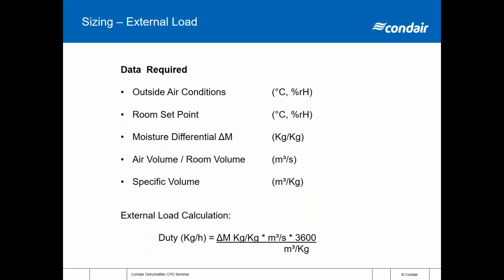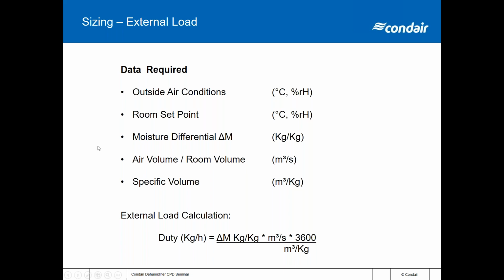The first thing we want to know is what are the outside air conditions that we're going to be experiencing where we site this dehumidifier. So typically that will be the most moist conditions that you're going to see. So in the northern hemisphere, that will be a summer condition that we'll be working to. So we'll look at the degree C and the percentage RH that we're going to experience.